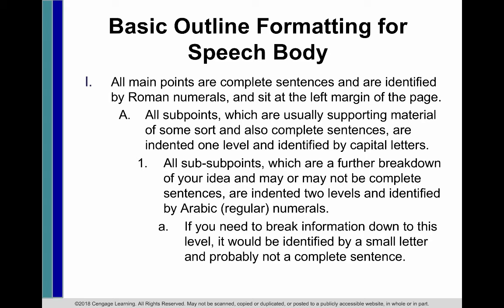All sub-subpoints, which are a further breakdown of your idea and may or may not be a complete sentence, are indented 2 levels and identified by Arabic or regular numbers. And if you need to break information down to the sub-sub-subpoint level, it would be identified by a small letter and probably not be a complete sentence. Okay, let's see how this looks in your actual outline.